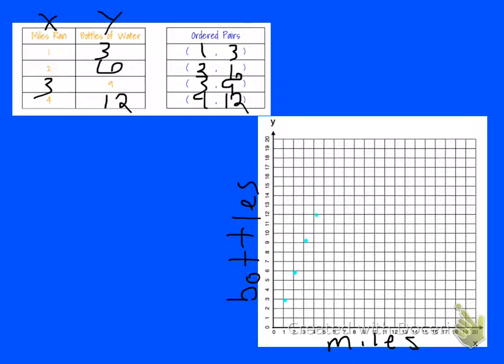Now the next step, because we're going to be using these to answer questions, is to use a straight edge to draw a line that connects these points. I'm going to start at 0. I'm going to draw a straight line through all of these points like we did yesterday. But instead of stopping at the last one, I'm going to keep following my straight edge up. Let me try to see if I can get that straighter. Close enough. Now we have some questions to answer using this graph.